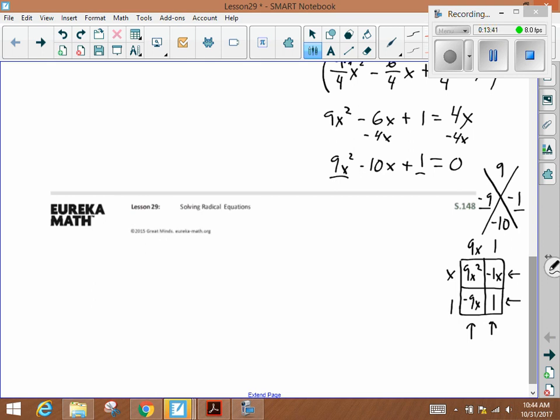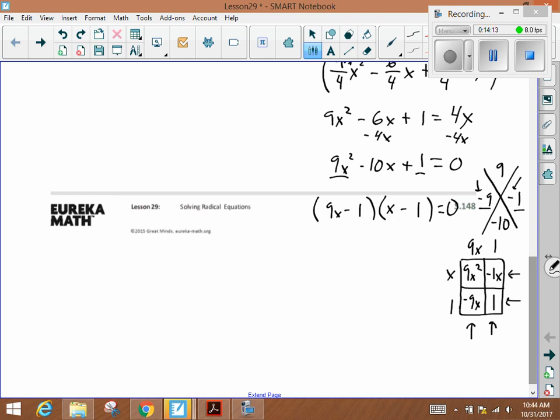Now, because both of these are negative, both of my signs here are going to be negative. So I'll have 9x minus 1 and x minus 1. And it's always good when I'm done factoring to check and see if it's going to work, right? So 9 times negative 1 gives me negative 9. Negative 1 times x gives me negative x. And negative x minus negative 9x is negative 10x. We're good.